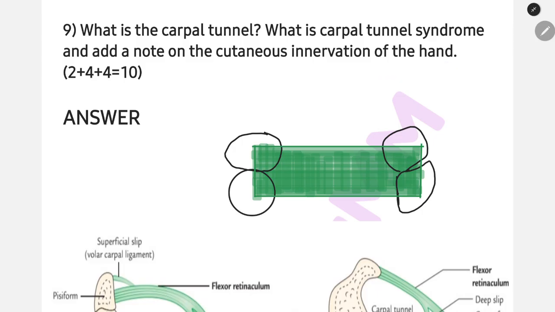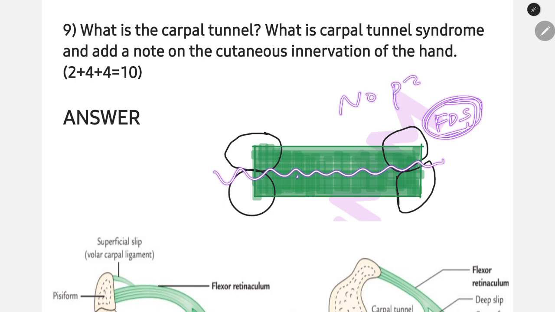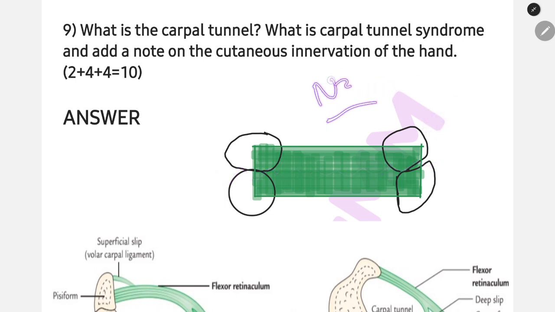But this action will be reversed. There will be extension at the metacarpophalangeal joint and flexion at the interphalangeal joint. So here FDS is spared, because the injury takes place at the level of wrist. Pointing index finger will not be present. No pointing index finger.